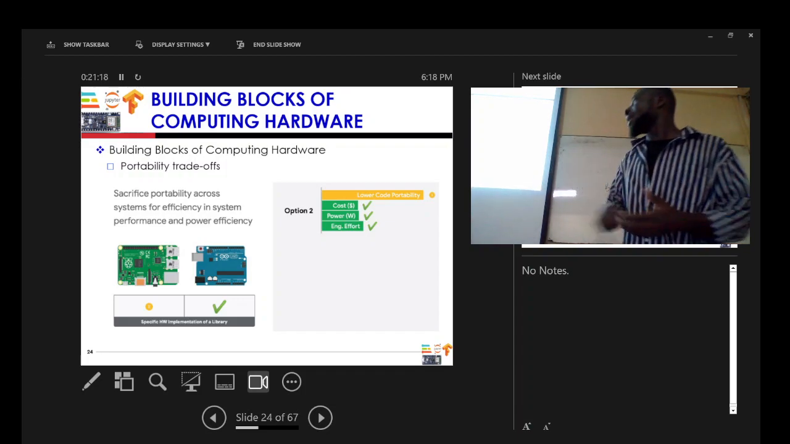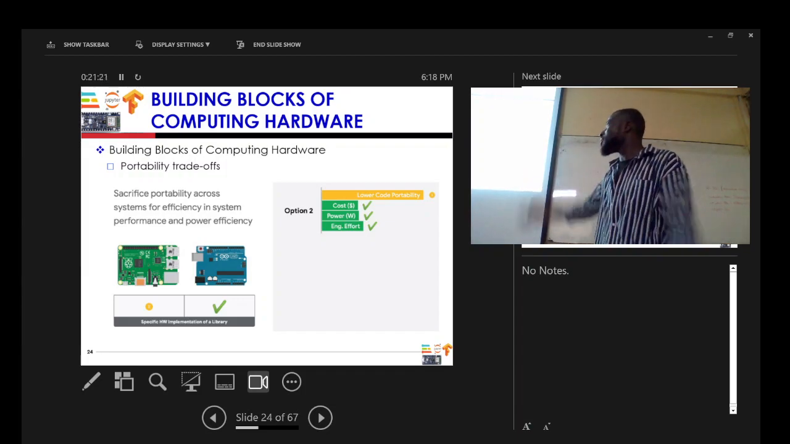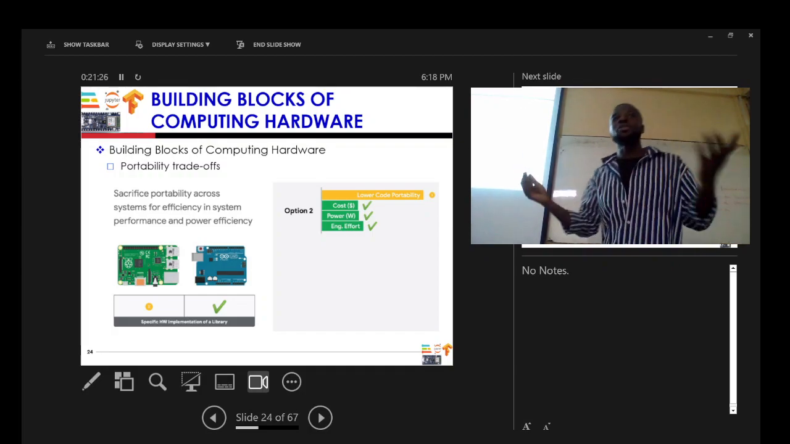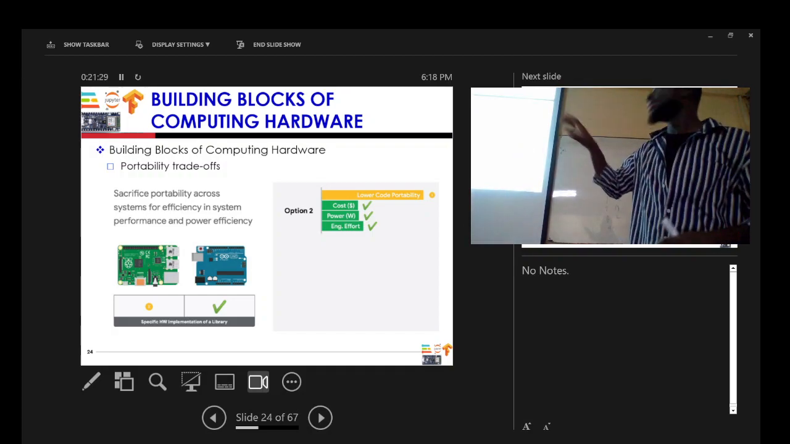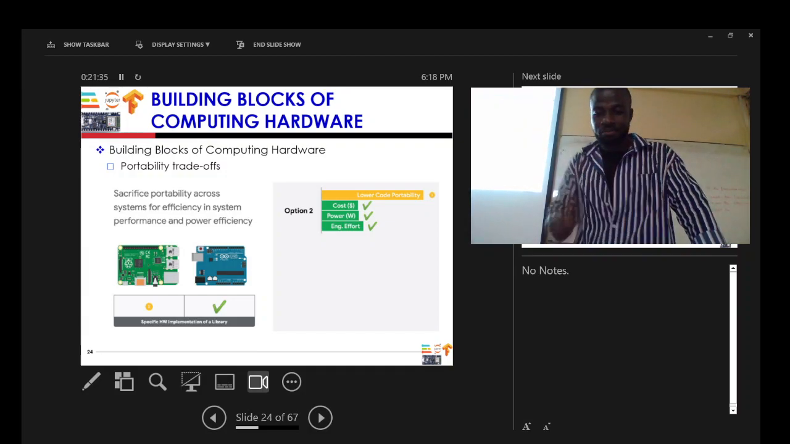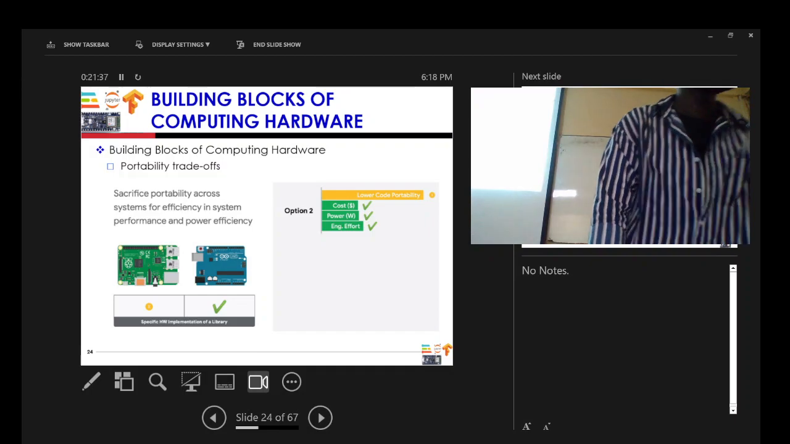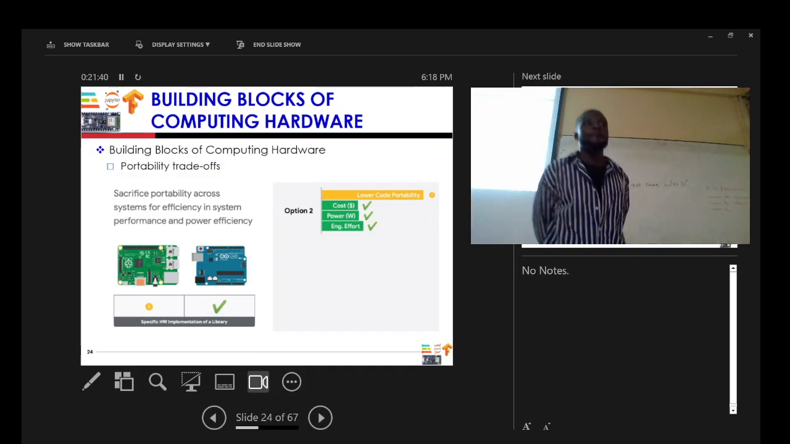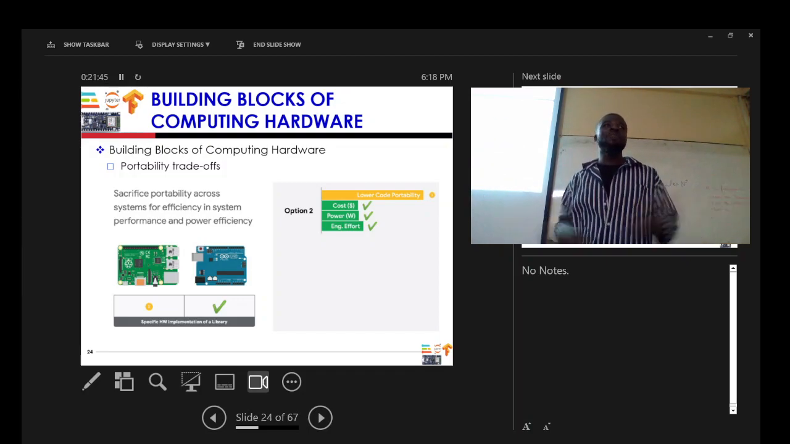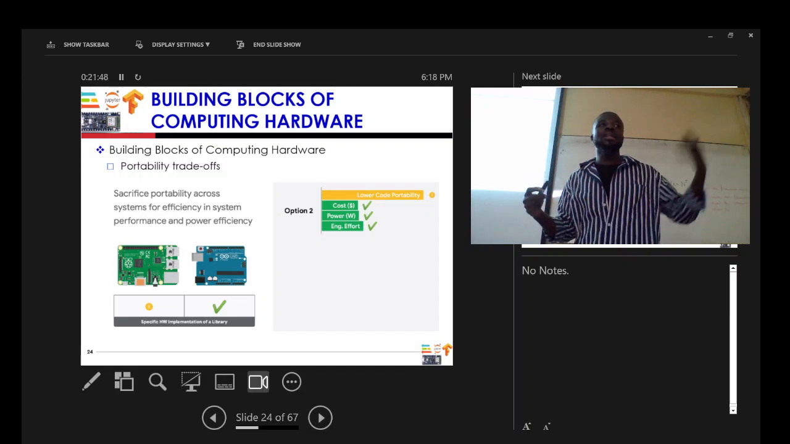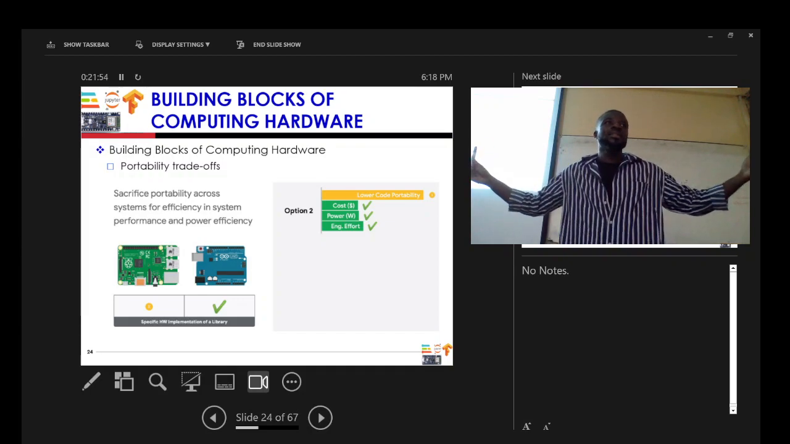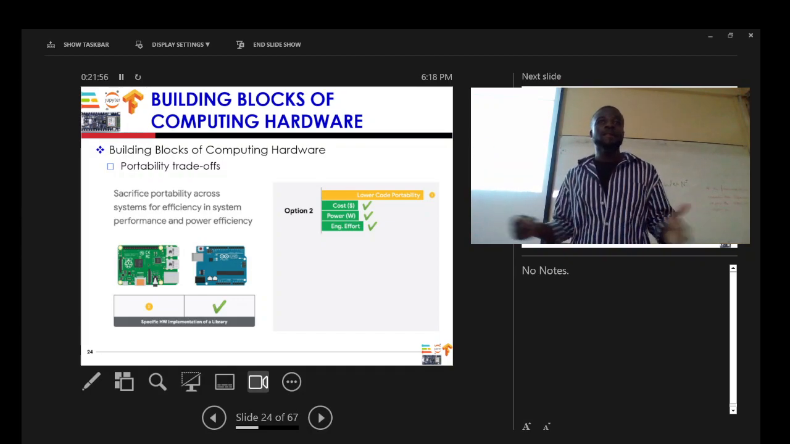So if you write a library or a code for your Arduino Uno, you can't go and run it on the Raspberry Pi. Your code is not portable, but it is efficient enough to run on only one device. Understood? Yes. It's only for a specific device. It can't run on other devices because you have not taken those other devices into consideration. Once you take other devices into consideration, your code becomes huge. Understood? Yes.